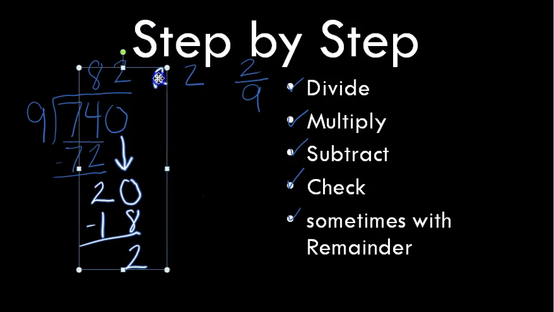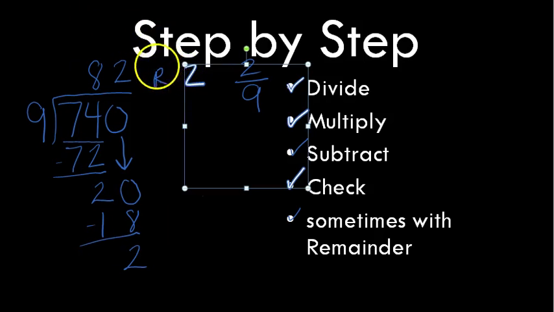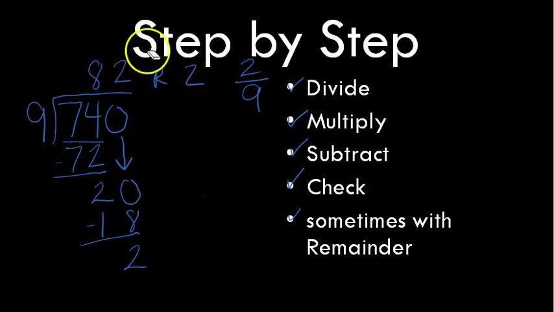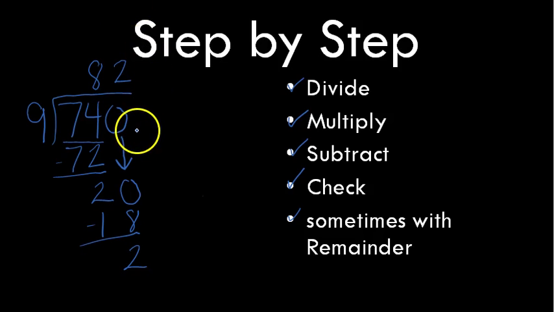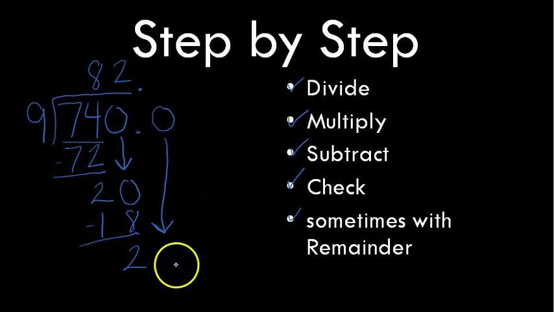Now I'm going to delete this stuff here. And I'm going to show you the decimal part. To do the decimals, we have to extend the problem a little bit. And I may not have room. I'm going to just do 1 decimal. So I add a decimal to the quotient and the dividend. And then I add another digit of 0, because 0 doesn't change the value of my dividend.